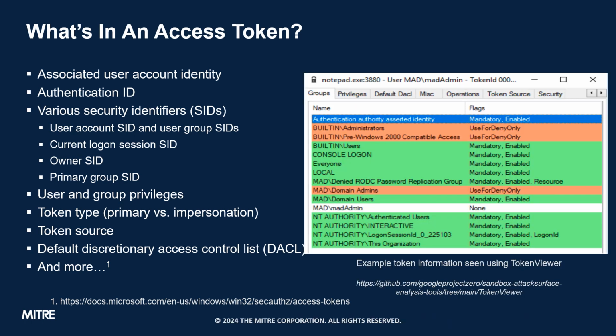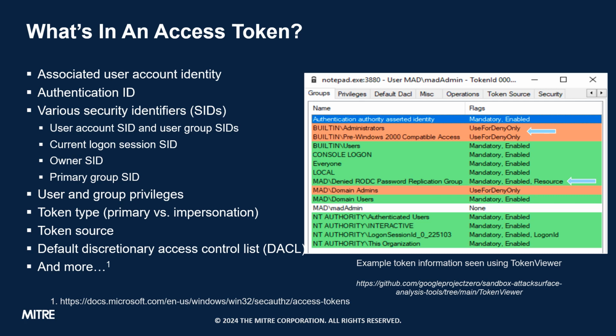The Token Viewer screenshot on the right provides group information for the Notepad process token. We can see group names and some associated properties, like if the group SID is enabled for access checks or if it is a mandatory integrity SID. The group SID can also contain a special SID that represents the process's or thread's integrity level. The Logon ID flag for the second-to-last group here indicates that the group SID is a Logon SID for the Logon session associated with the token.